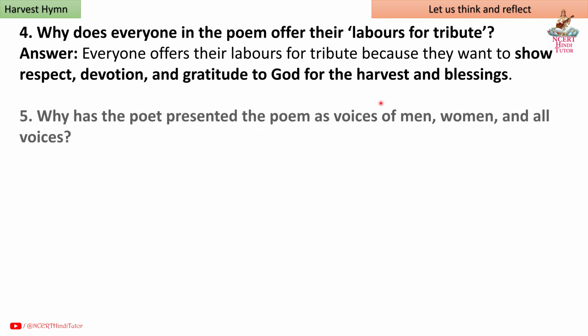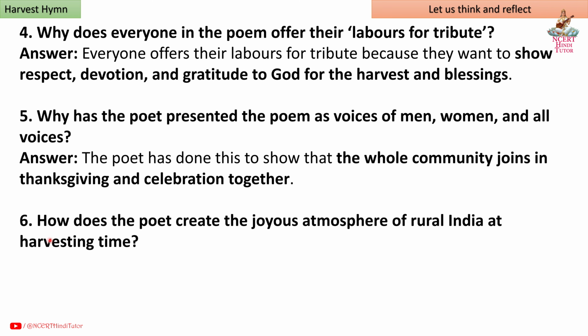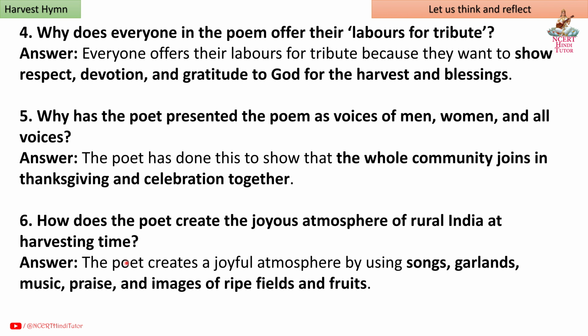5. Why has the poet presented the poem as voices of men, women, and all voices? Answer: the poet has done this to show that the whole community joins in thanksgiving and celebration together. Question 6. How does the poet create the joyous atmosphere of rural India at harvesting time? Answer: the poet creates a joyful atmosphere by using songs, garlands, music, praise, and images of ripe fields and fruits.